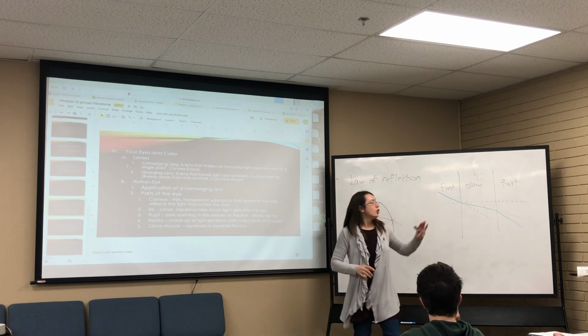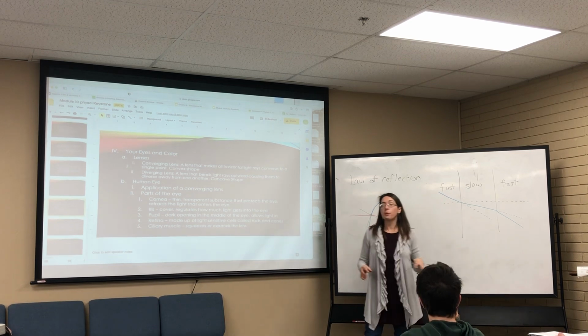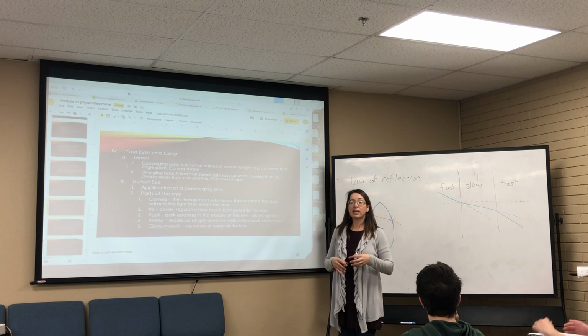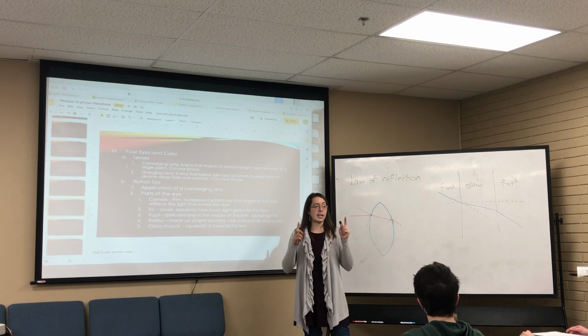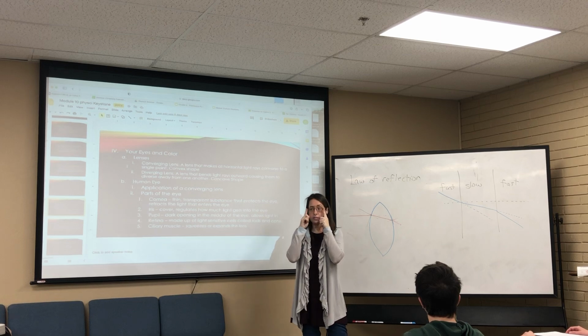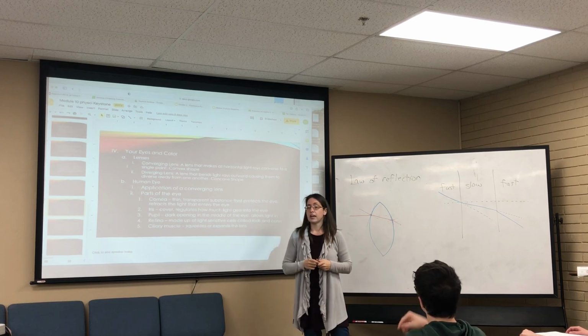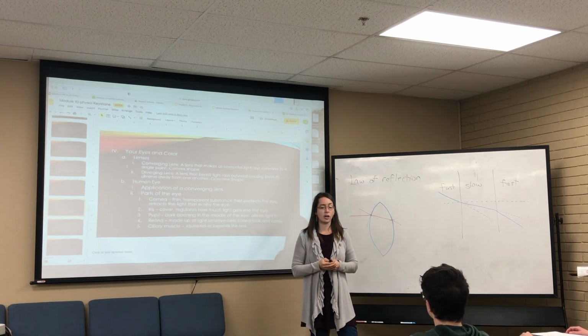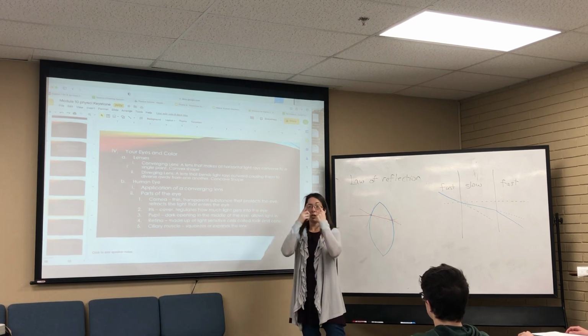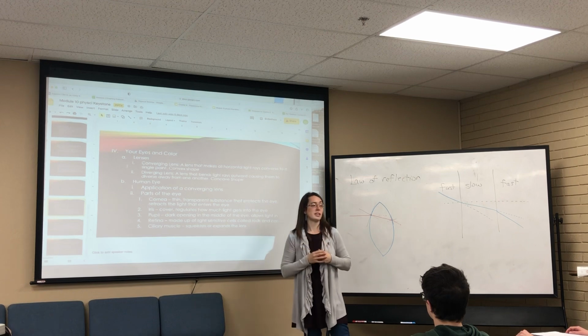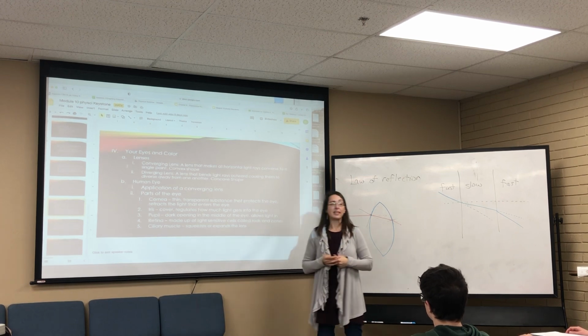So, knowing all of these rules about light helps us when we start making lenses. And I obviously wear glasses. I am nearsighted, so my lenses are concave lenses. And then convex lenses are for if you're farsighted. And they do different things.